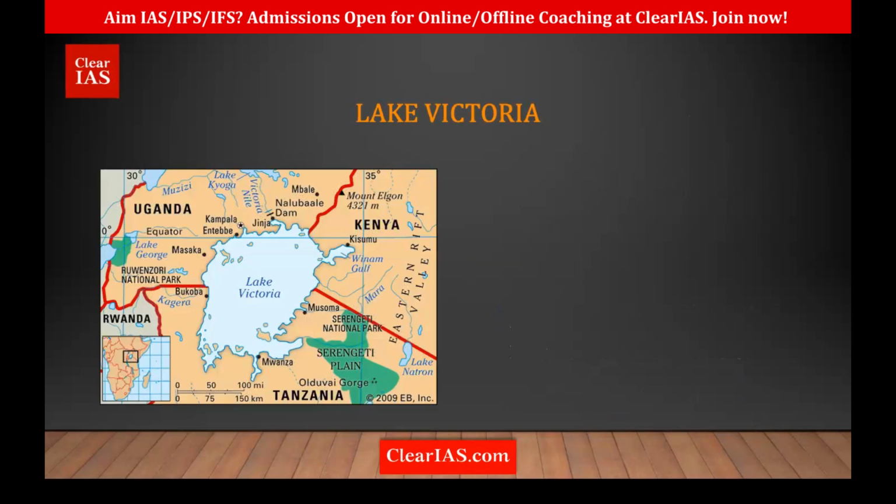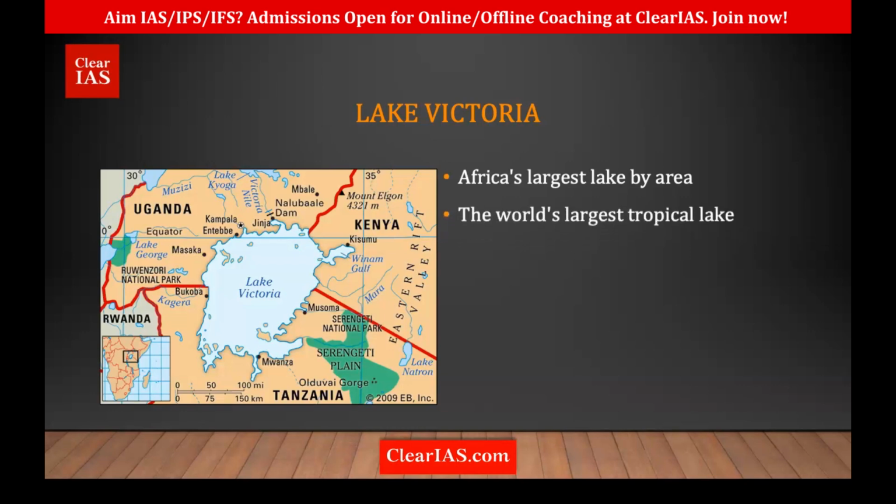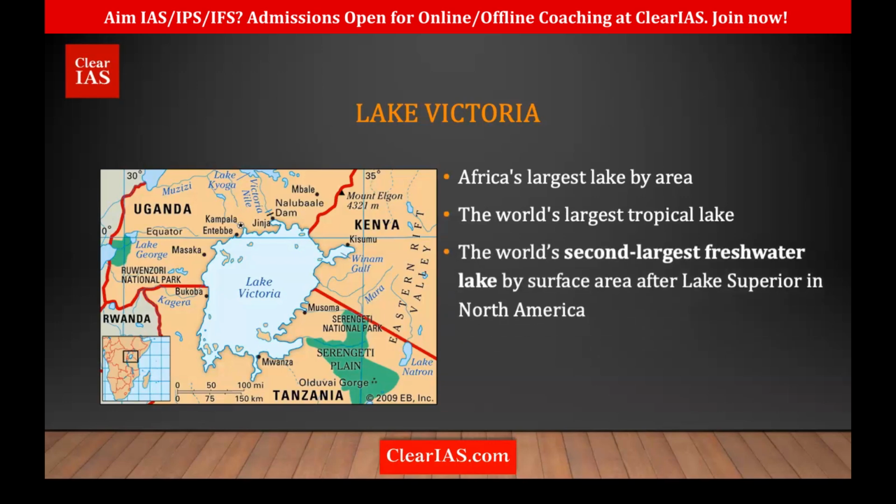Then we looked at Lake Victoria in detail. KTU: Kenya, Tanzania, Uganda are the bordering countries around Lake Victoria. It is the largest lake by area in Africa, and the world's largest tropical lake. Also remember, the equator passes through Lake Victoria. It is the world's second largest freshwater lake, after Lake Superior.